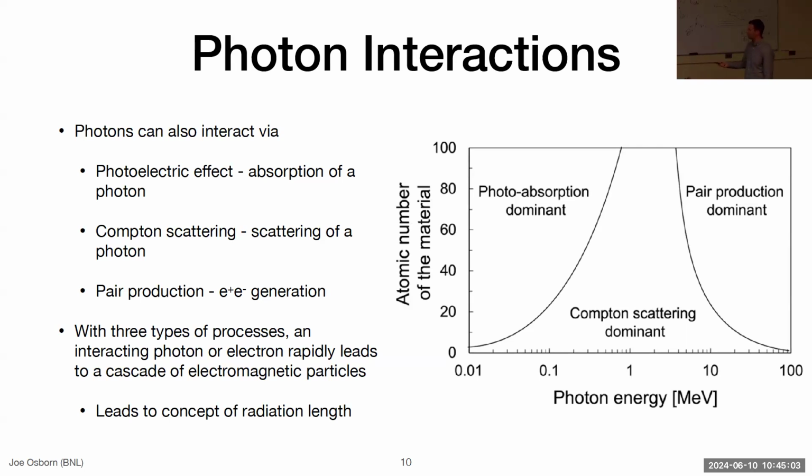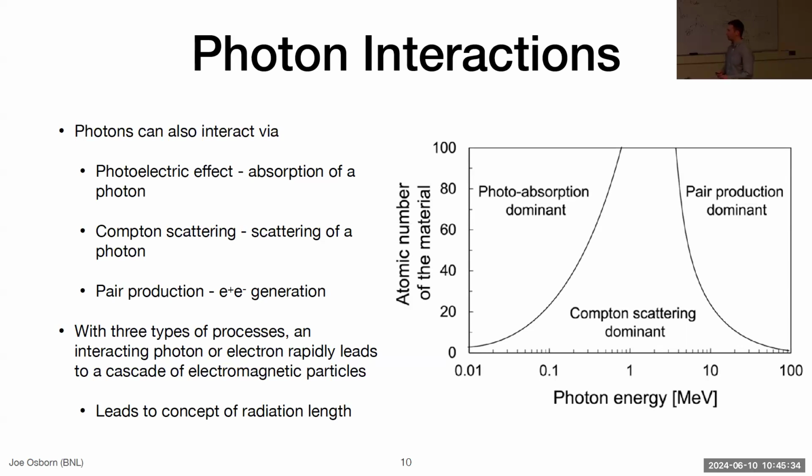And I should have mentioned this a minute ago, but again, this plot just shows where each of these processes for photons is dominant as a function of the incident photon energy. And you see exactly what I was just sort of referring to, that at very high energies above about 10 MeV or so, pair production is dominant, so photons splitting into e+ e- pairs. And then at moderate energies around an MeV or so, you have the Compton scattering process that's dominant, and then below that you have the photoabsorption.